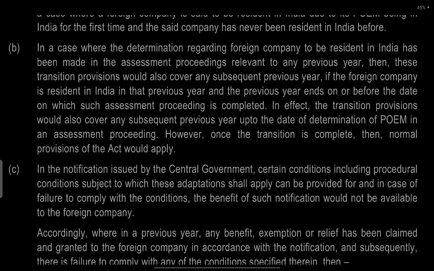The transition provision would also cover the subsequent previous year. If the foreign company is resident in India in the previous year, and the previous year ends on or before the end of which the assessment proceeding is completed, the effect of transition would also cover subsequent previous years up to the date of determination of POEM. However, once the transition is completed, the normal provisions of the Act apply.